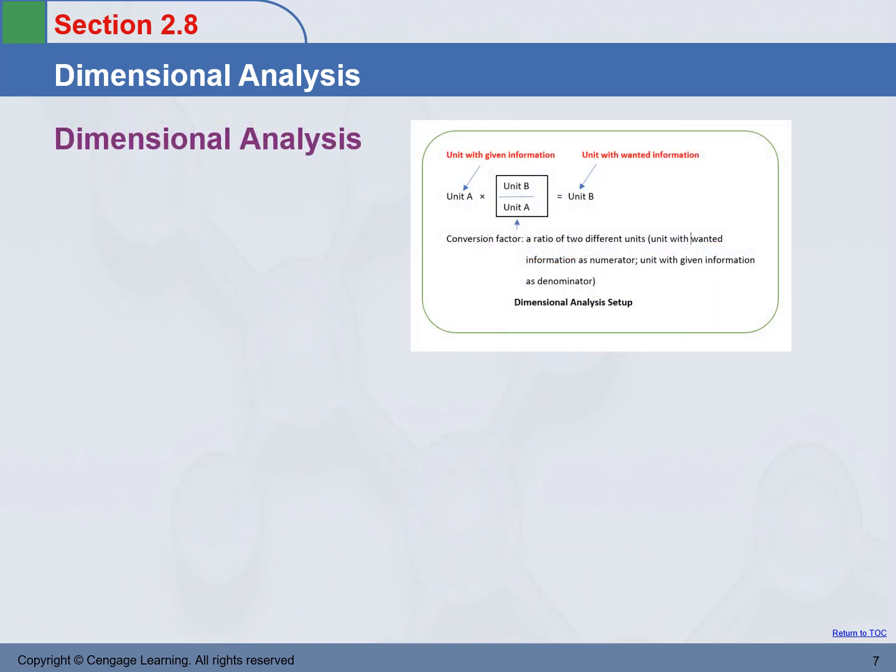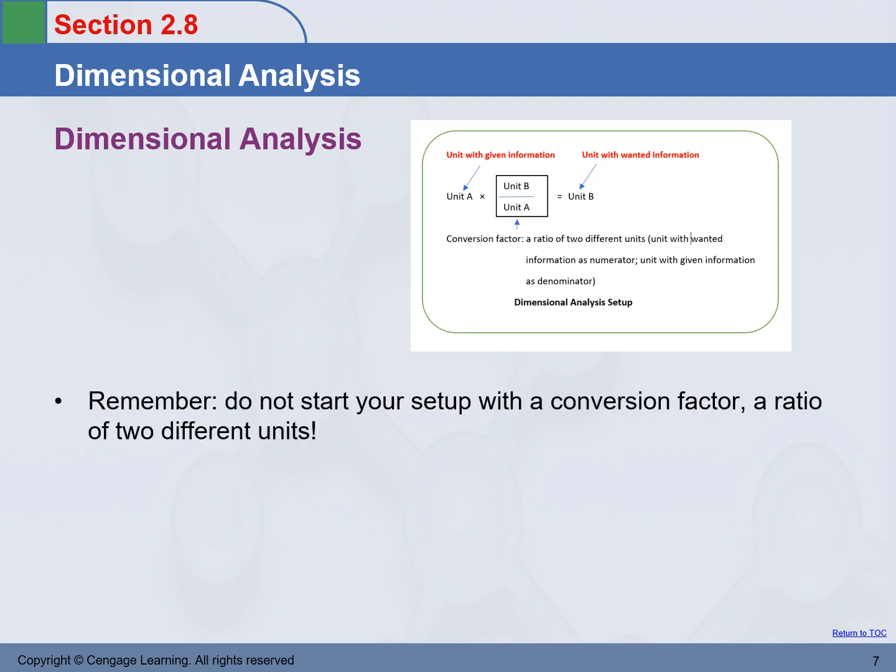Now let's practice the setup with a real example. But before that, a quick review. Start a setup with unit A. Put wanted information on the right. Put the conversion factor in between. In the conversion factor, the unit of given information needs to be at the bottom. The unit with wanted information needs to be on the top. And a reminder, do not start your setup with a conversion factor.